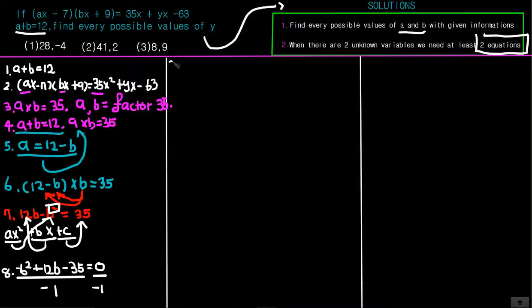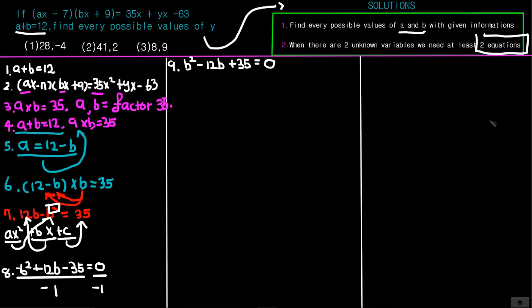If we divide by negative 1, we can write that in step 9. Negative b squared divided by negative 1, negative turning to positive, is b squared divided by 1, which is just b squared. Positive 12b divided by negative 1 turns to negative 12b. And for the last one, negative 35 divided by negative 1, negative turning to positive, is positive 35. And that is equal to 0.